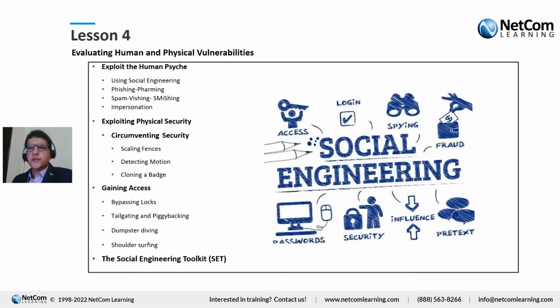Then lesson 4 is about human and physical vulnerabilities. Exploit the human psyche: we're going to use social engineering. Phishing or pharming, where you create a fake link using the SET tool, or you send someone a spam, a fake mail, or you use vishing, where you send some kind of phishing through VoIP, or you can do smishing through SMS.